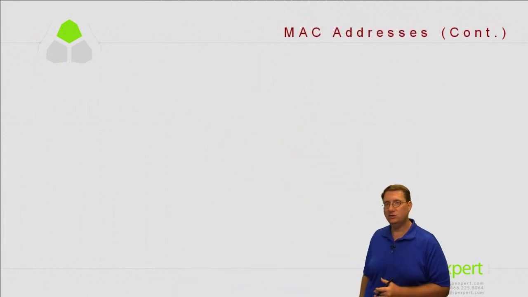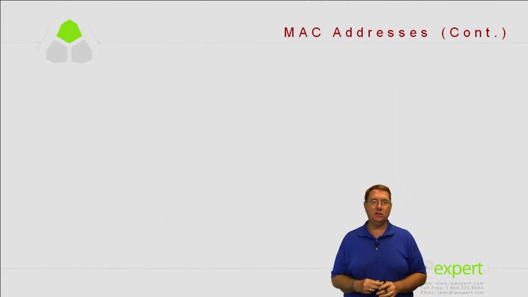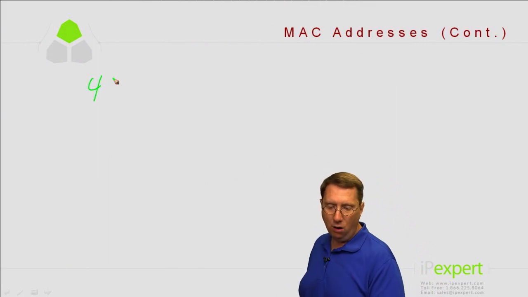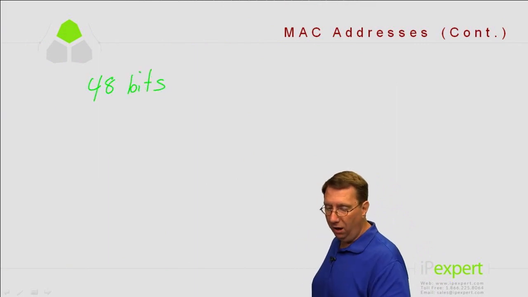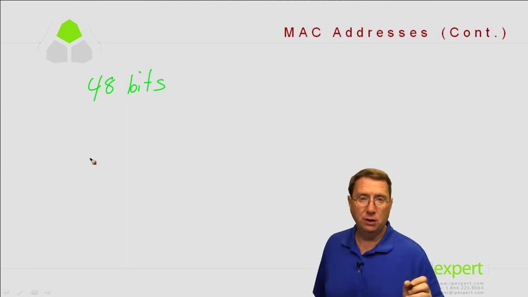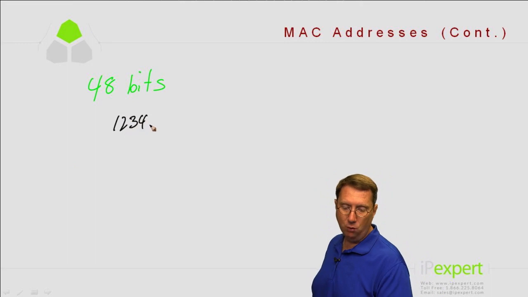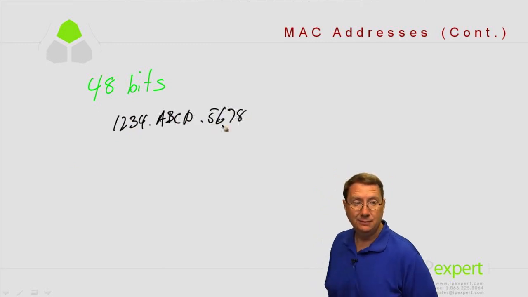Now, the other part of this that we were talking about was the nature of MAC addresses. I'm just going to illustrate this one more time. MAC addresses are 48 bits. They take the format of 3 groups of 4 hexadecimal characters. So it could be 1, 2, 3, 4, A, B, C, D, 5, 6, 7, and 8.